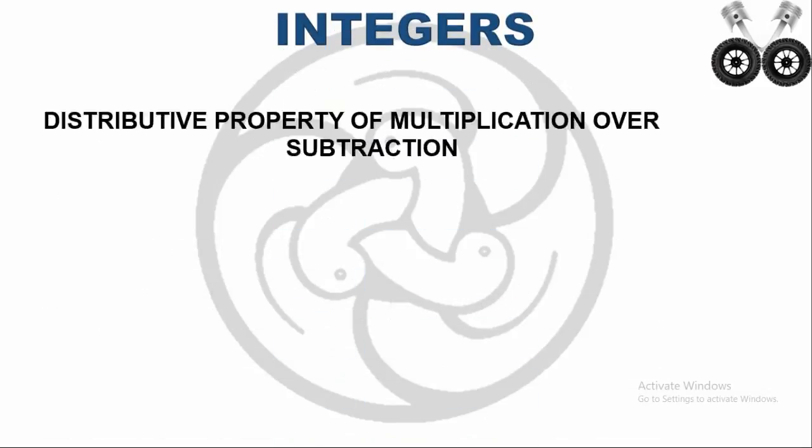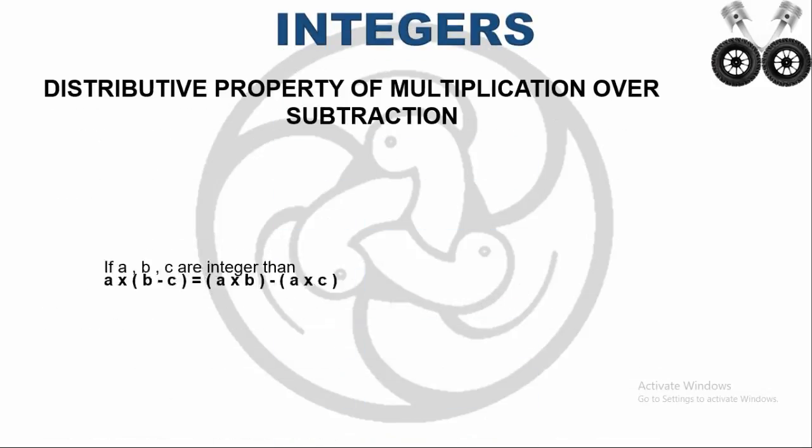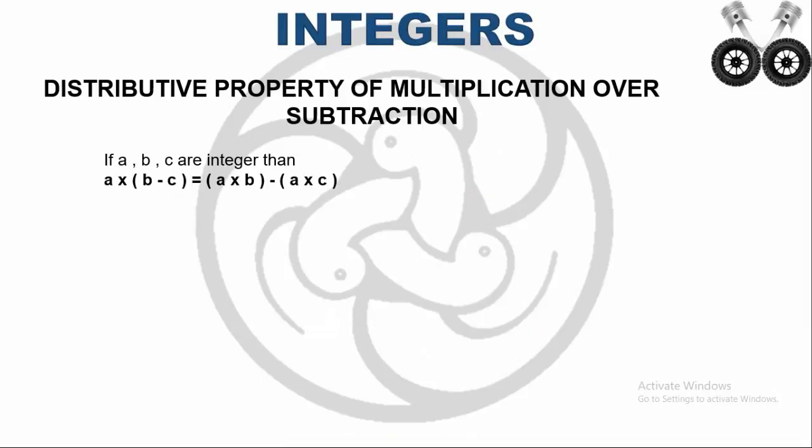Next one is the distributive property of multiplication over subtraction. If A, B, C are integers, then A into (B minus C) equal to A into B minus A into C. So here A is distributed over B and A is distributed to C. So for example, minus 2 into (4 minus 5) equal to minus 2 into 4 minus minus 2 into 5. So here A is minus 2 and B is 4 and C is 5. So we have to prove whether the given statement is true or false.